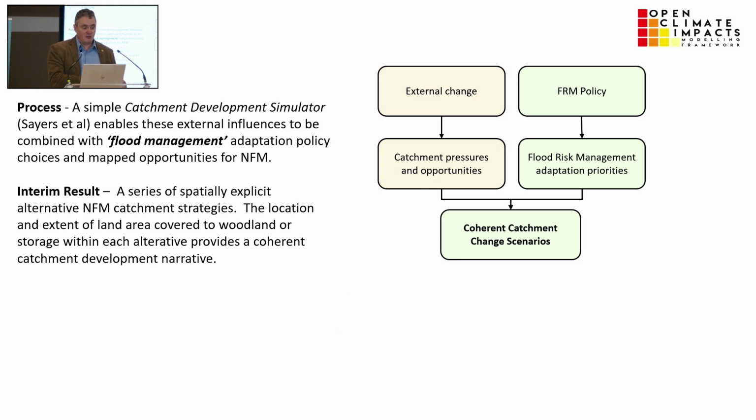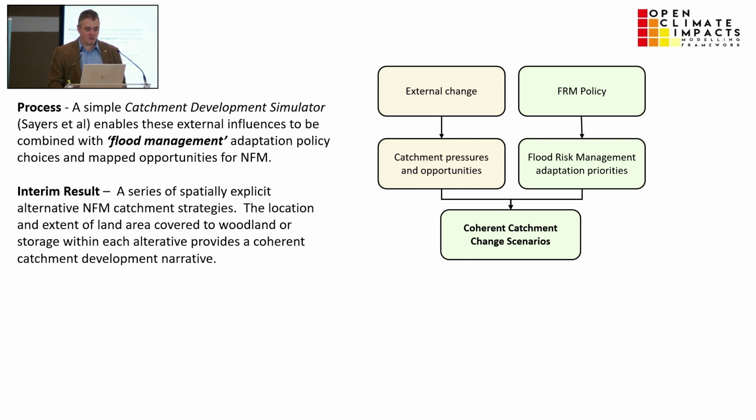Now, all of those activities are important, but they're outside of flood management normally. So for us to think about flood management, we have to bring those together into some form of coherent catchment change, as we've called it. Some coherent catchment scenario that recognises all those external influences and recognises where we might choose to adapt and where the opportunities for natural flood management might be.